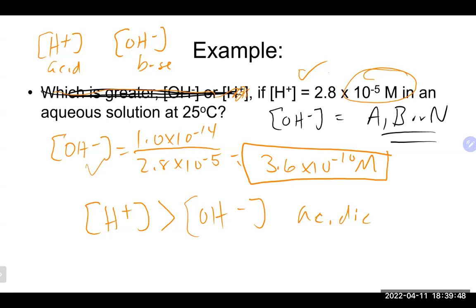It would be basic. If they happen to equal each other, they would be 1 times 10 to the minus 7, and then it would be neutral if they equaled each other. So in this particular case, really the only part of the number you need to look at is just this part. So that's to the negative 5, and then this guy was to the negative 10. So to the negative 5 is a much larger number than to the negative 10, and that's why we know the H plus is larger and it would be acidic.